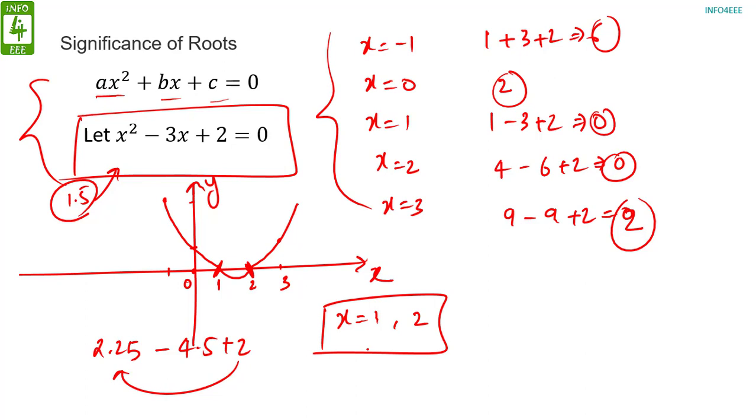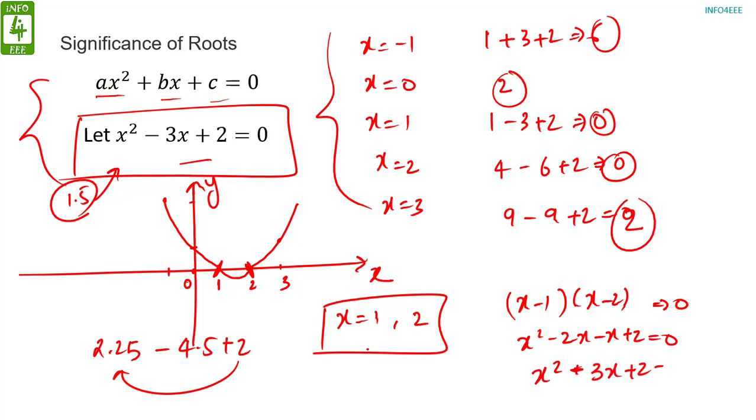Okay. So we can write this equation as x minus 1 into x minus 2 equal to 0. If we try to multiply this, x square minus 2x minus x plus 2 equal to 0. So it gives me x square minus 3x plus 2 equal to 0. So this is the same equation.